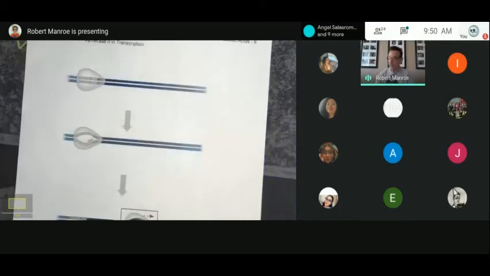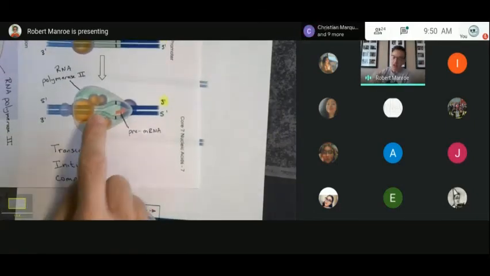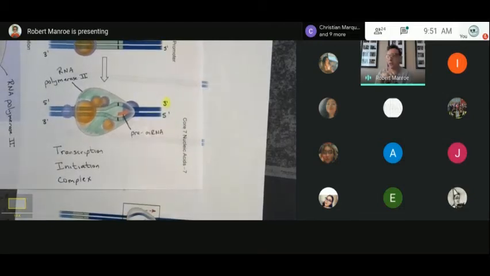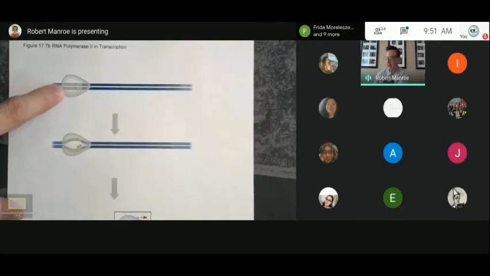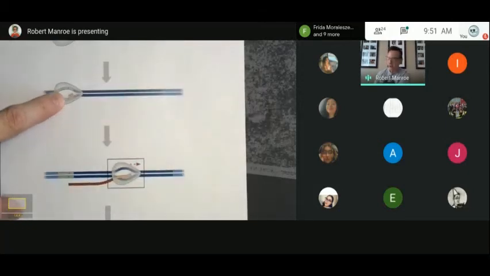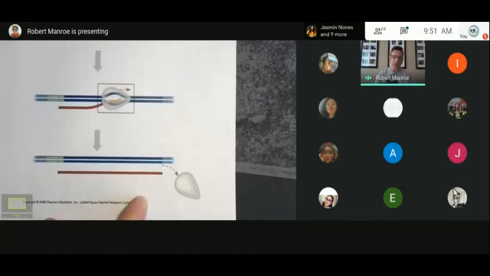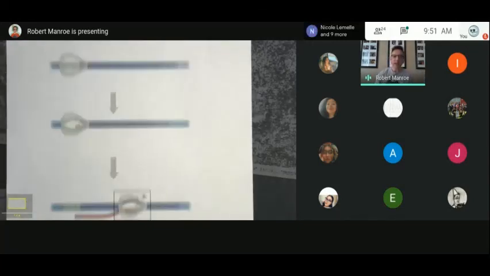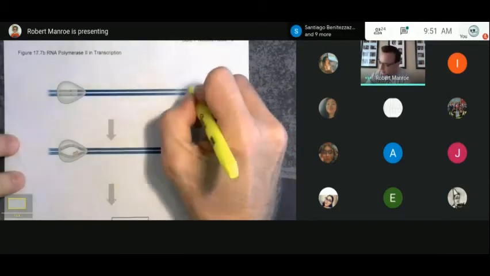All right, so now what they're going to do is take this, and instead of just showing it sitting there, they're going to try to show you motion with a series of images here. So here's the binding, here is the initiation, here is what we call elongation, and then this is termination. So they're showing you step by step the process of transcription. So we'll go up here.